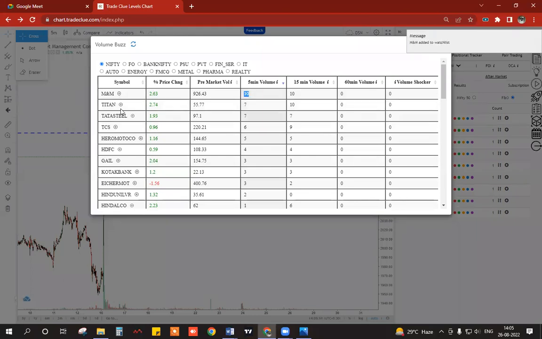So I'll add M&M, I'll add Titan, and I will also add TCS, Coal India, and IndusInd Bank. Okay, so these are 9, 9, 9. So 9 means what? Today's first 15-minute bar has the highest volume in the last 9 days, or today's 15-minute bar has the highest volume in the last 10 days in Titan. Same way, today's 15-minute bar has the highest volume in the last 4 days for HDFC. But the more the number, the better the chances of breakout or breakdown, whichever side the pattern can follow.